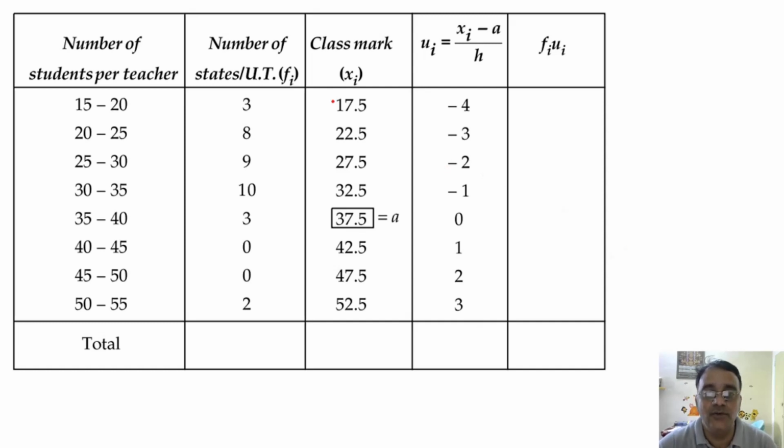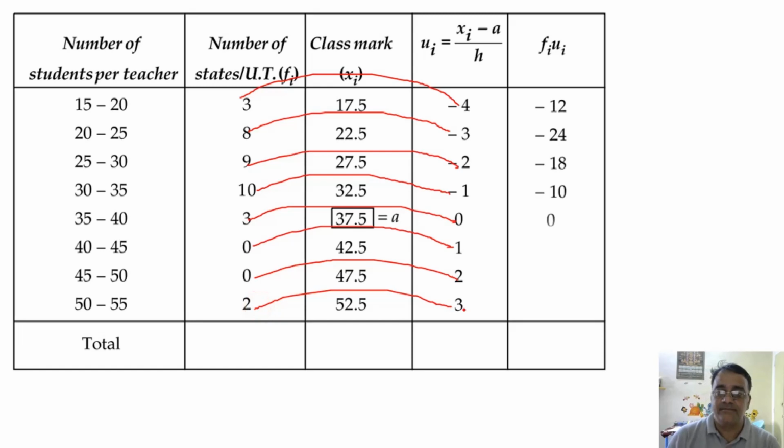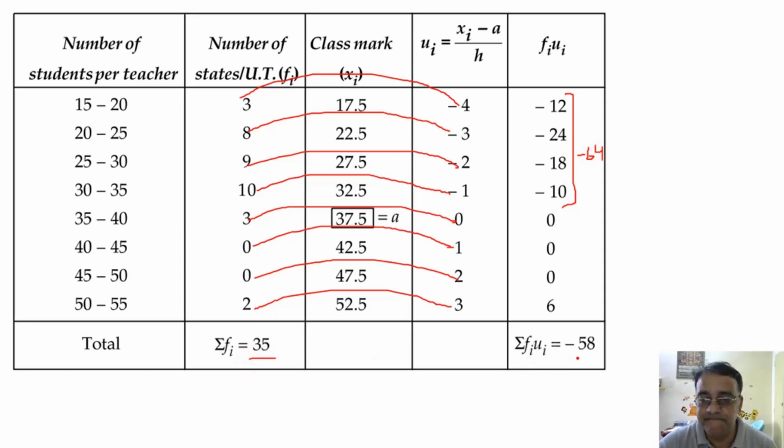Right, now f into u: -12, -24, -18, -10, 0, 0, 0, 6. Now add all this. We'll get -64, and the total frequency, 35, is already given, and -64 plus 6 will be -58. So we got all the values.